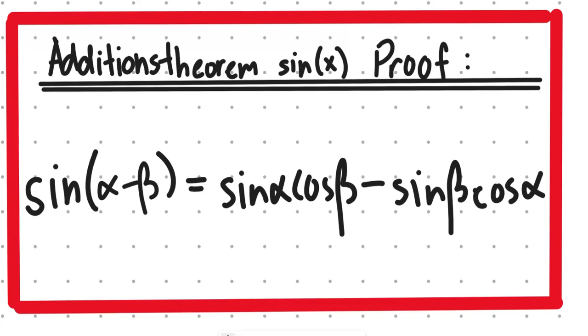In this video, we're going to prove the addition theorem of sine. And it's not addition, it's actually subtraction of two angles. We can see it's sine of alpha minus beta.